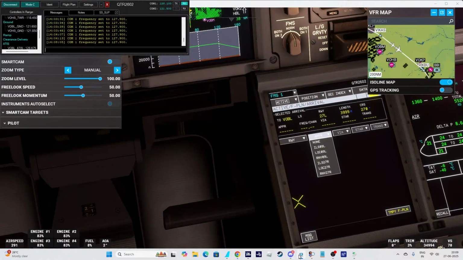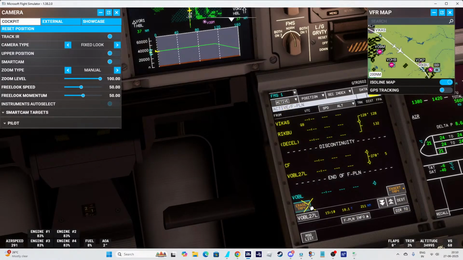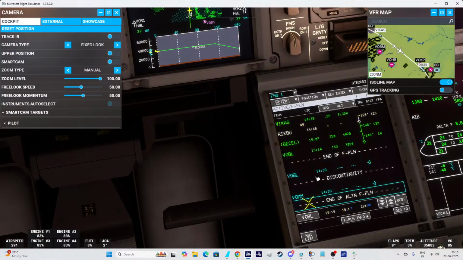Lufthansa 752, turn left heading 240. Left heading 240. FedEx 10 India, turn right 360. If he clears you for runway 27 left, you can request 27 right. Till then, I don't have any speed restrictions. I don't say anything for now, for runway 27 left. Express India 642, turn right heading 150. Descend to flight level 120. Left heading 150, descend to 120, Express India 642.